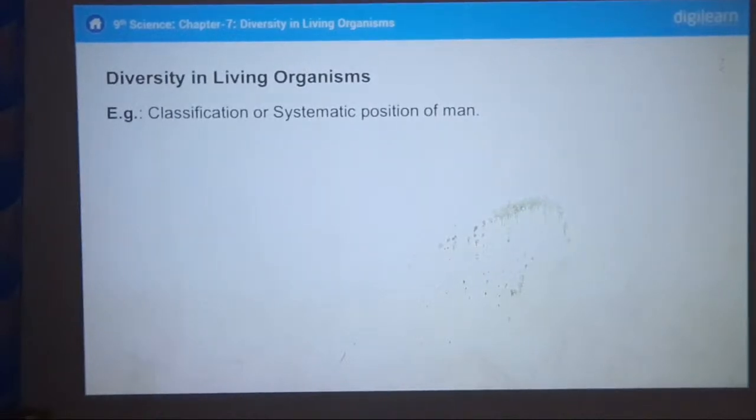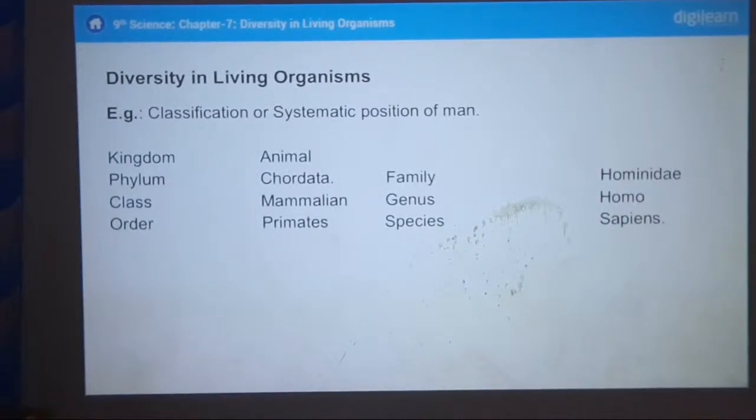Example, classification or systematic position of man. Kingdom, animal. The phylum is Chordata. Class is mammalia. Order is primates. Family is Hominidae. Genus is Homo. Species is sapiens.